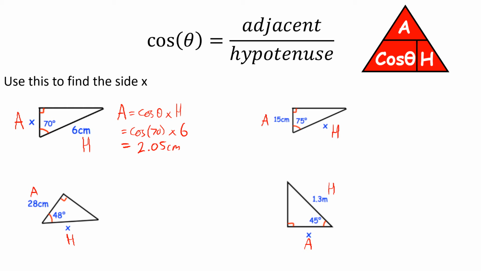Okay, for the next one we're finding a hypotenuse. That means we have to do adjacent divided by cos theta. So that is, let's see, we're doing x equals 15 over cos 75.